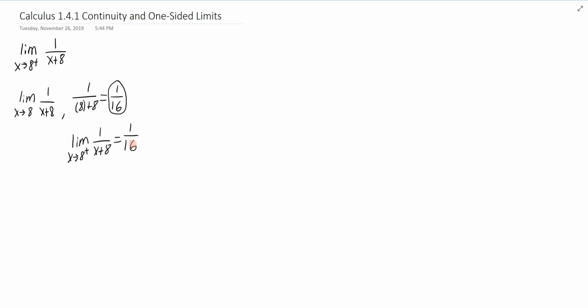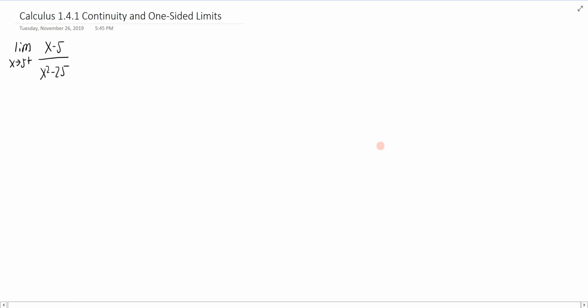Now our next problem here, we have the limit as x goes to 5 from the right of x minus 5 over x squared minus 25. Now this might seem a bit familiar, and it should, because we've been dealing with these types of problems in our last section. So what we're going to do is just treat this as if it's the limit as x goes to 5 of x minus 5 over x squared minus 25.